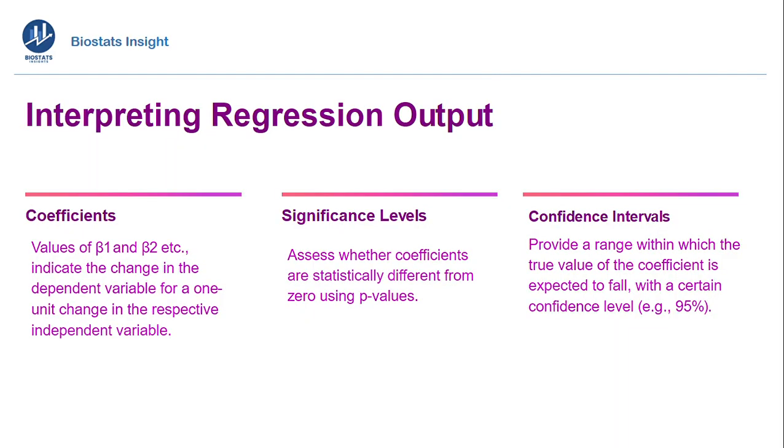Then interpreting regression output. In the interpretation, first you have to check R square, then adjusted R square, then the significance level, then the coefficients and confidence interval. The coefficients, beta 1 and beta 2, indicate the change in the dependent variable for a one unit change in the respective independent variable. The significance level assesses whether a coefficient is statistically significant from 0 using the p-value, and a small p-value indicates better significance. The confidence interval provides the range within which the true value of the coefficient is expected to fall, usually 95%.